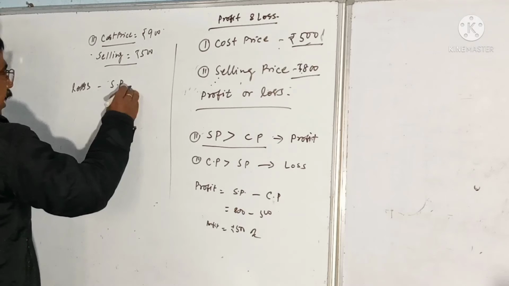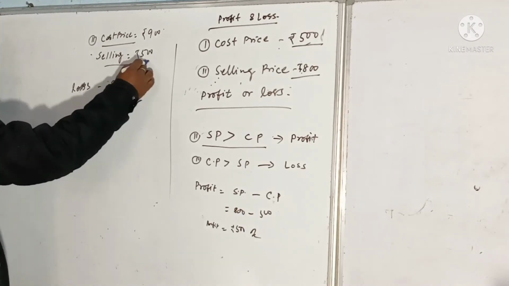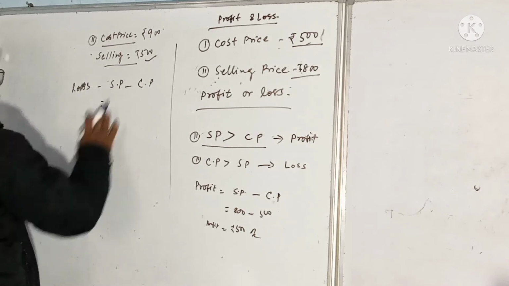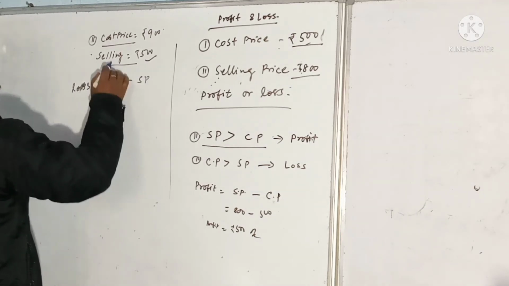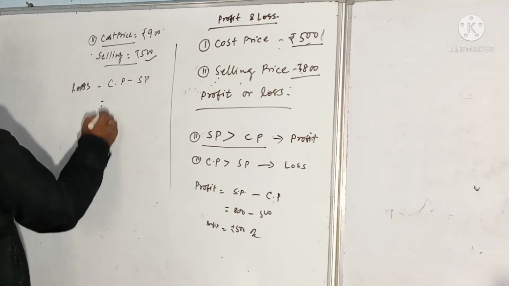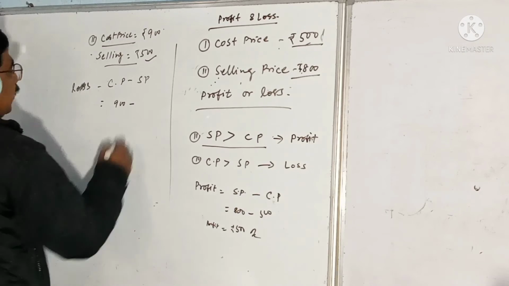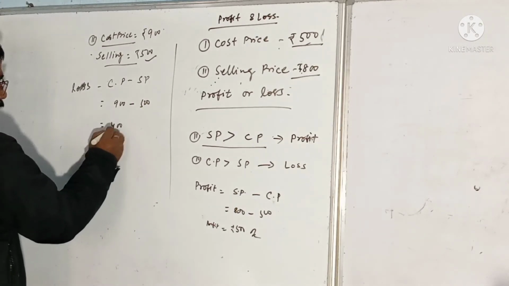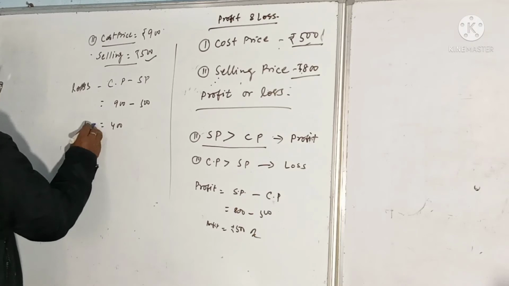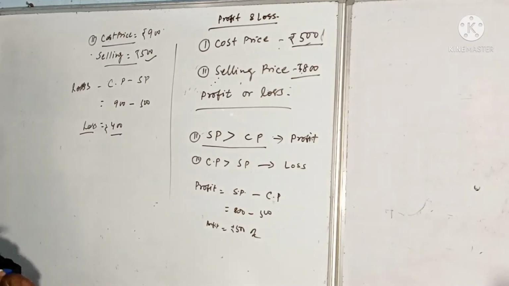Loss is equal to cost price CP minus selling price SP. What is CP? Cost price. Here it is 900 minus selling price 500. There is 400. This is the loss, in rupees or dollars.